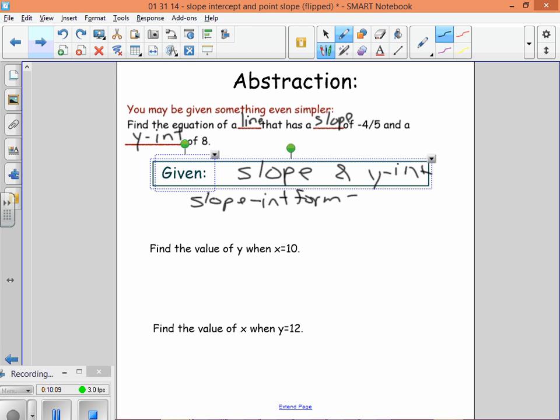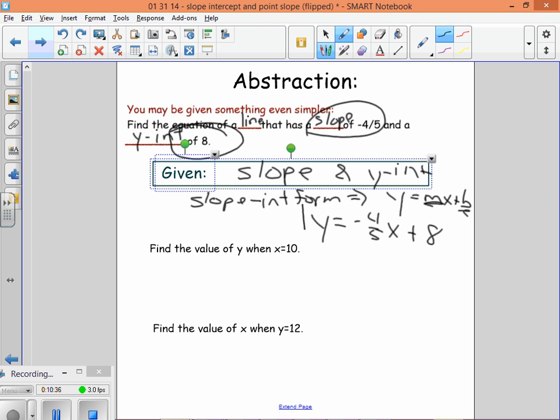Which is y equals mx plus b. If that's y equals mx plus b, then all I need to do is replace the information that I need to replace every time, which is my slope and my y-intercept, and I have my equation. Y equals my slope, which I am told is negative 4/5. So y equals negative 4/5 x plus my y-intercept, which I am told is 8. So plus 8. There's my equation.